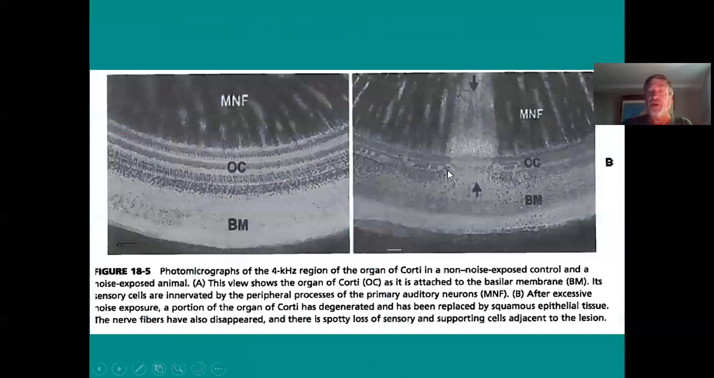This is just showing you hair cells that are damaged mostly at one particular frequency region. Okay, 4,000 hertz region. Yeah, right there. So the hair cells are damaged.